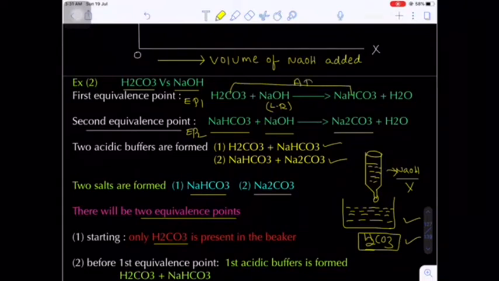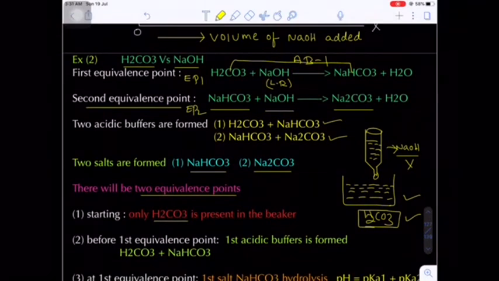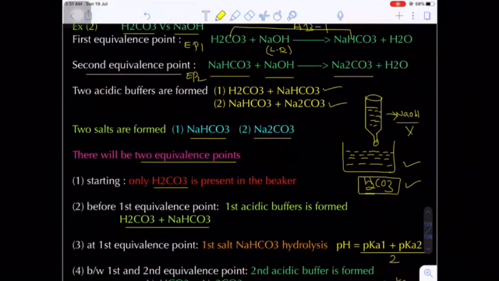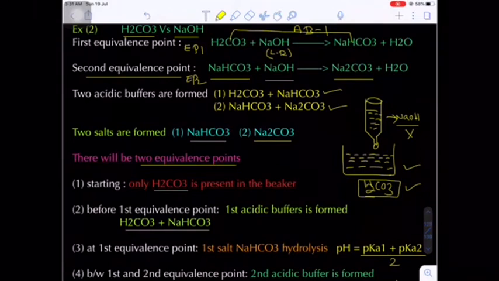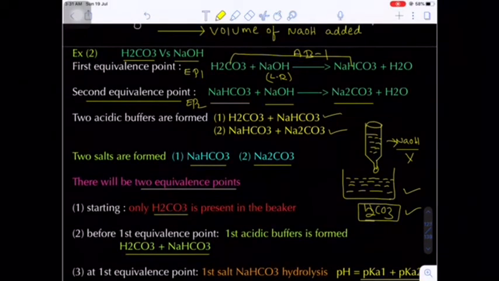Now here the sodium hydroxide is a limiting reagent. That means before the first equivalent point, you will get the first acidic buffer, that is the carbonic acid and sodium bicarbonate, which is the first acidic buffer before reaching the first equivalent point. Are you getting my point?